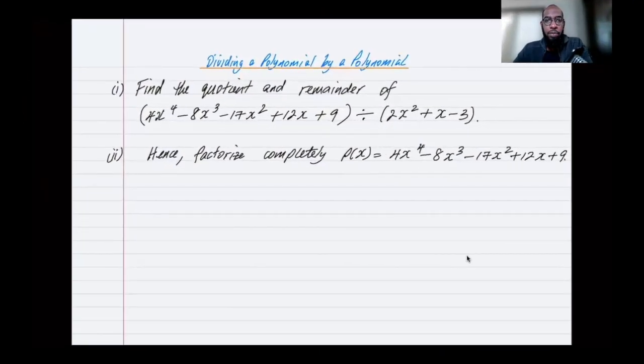Dividing a polynomial by a polynomial. So this question, part one, asks us to find the quotient and the remainder of this expression divided by that expression. All right, part two says hence.